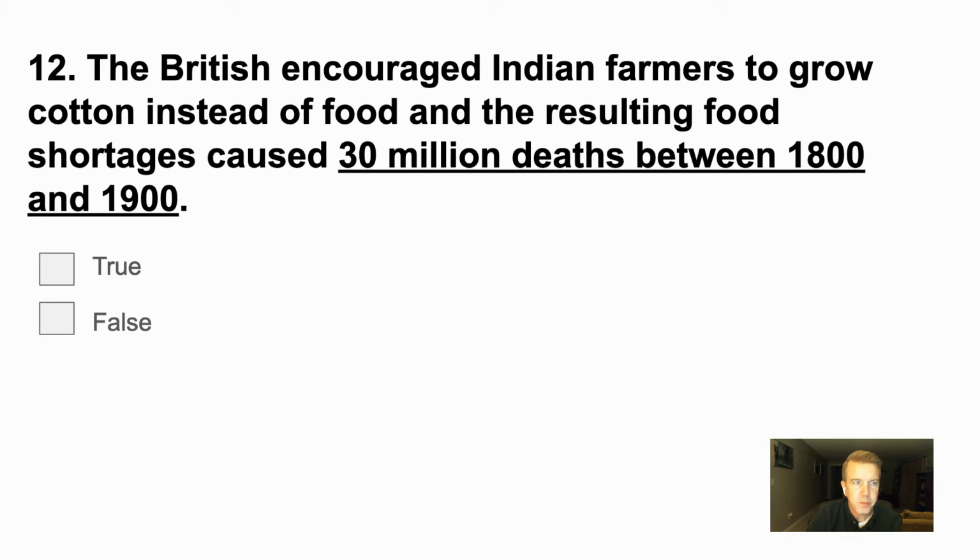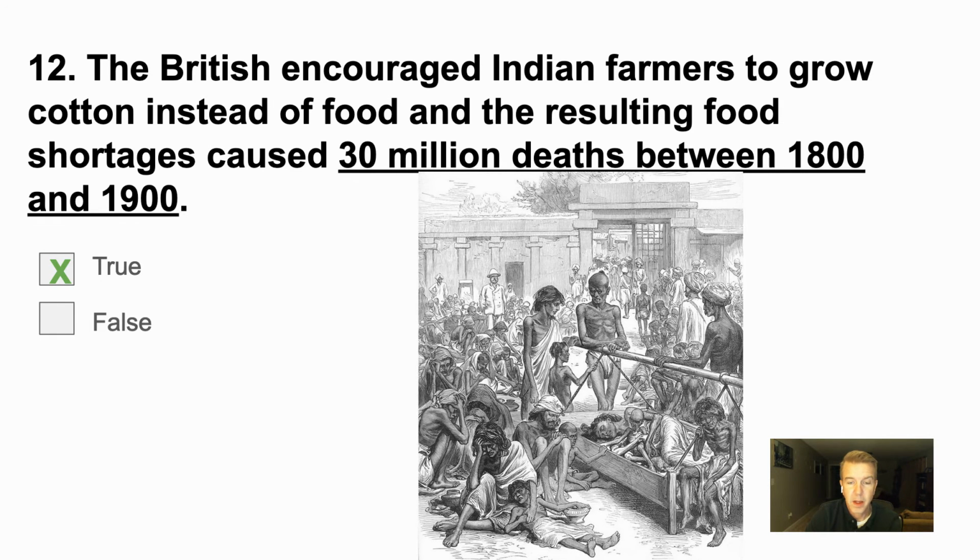The British encouraged Indian farmers to grow cotton, and encouraged is sort of the politically correct word there, instead of food, and the resulting food shortages caused 30 million deaths between 1800 and 1900. Yes, 30 million deaths over a century. You think somewhere in that time period we could have figured out a solution. It was a terrible situation.